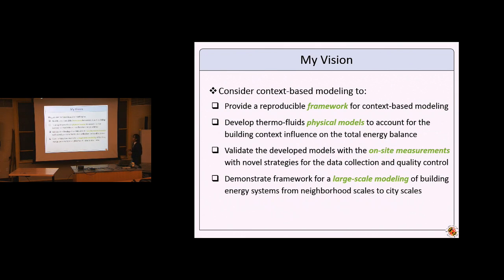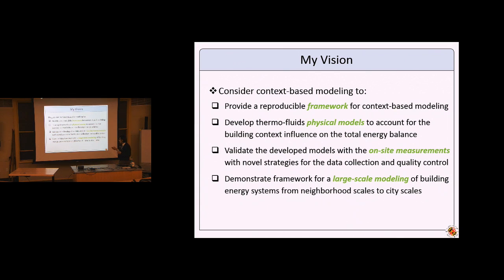I have a couple of visions for that. To make sure our frameworks are reproducible and generalized, we need to study the context space, meaning we look at different neighborhoods and try to provide something that could be replicable for other campuses, other neighborhoods, or other cities. I understand there are some limitations.